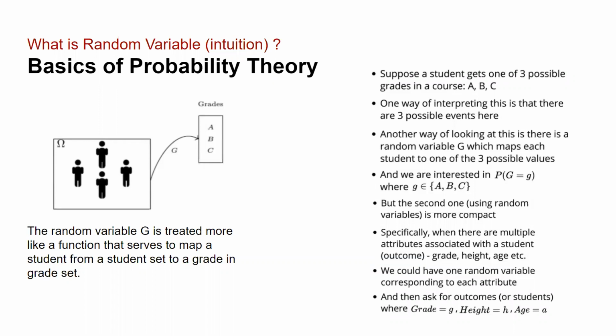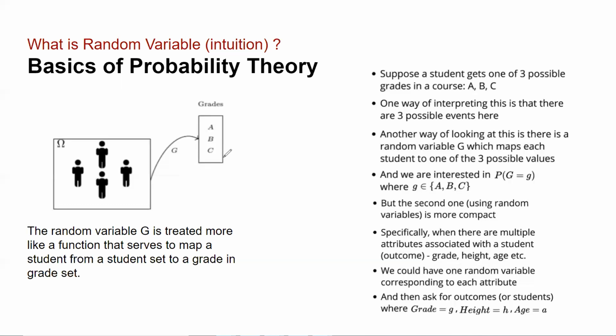The other way of interpreting it is that we can think of a function that maps students to different grades. These are my students in a class, and each student will have some grade, A, B, or C. So we can think of a function G which maps a student to some grade. This function is nothing but a random variable. I know initially it can be a little bit confusing, since a random variable is a function, but it is called a random variable.